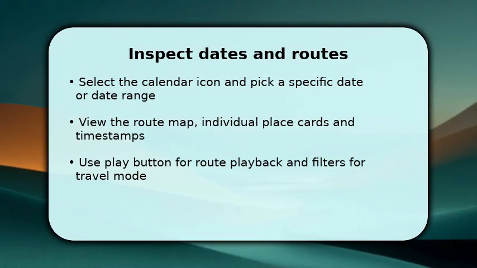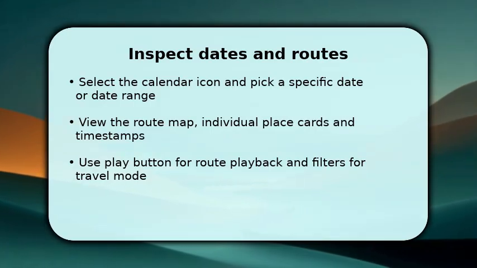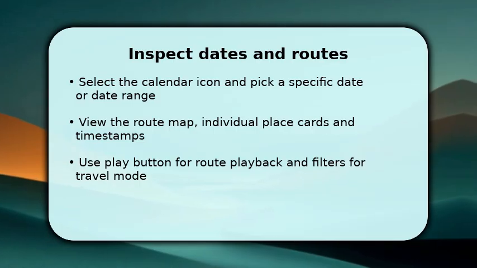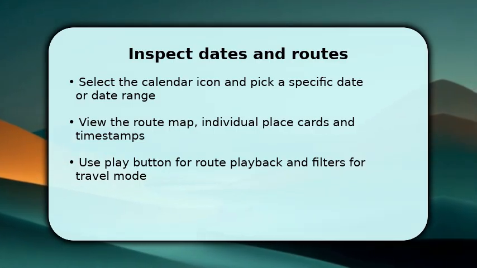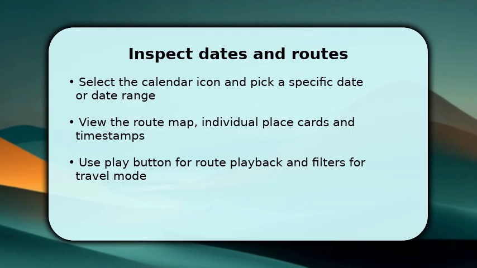Now you dig into the middle of the process. Pick a specific date using the calendar and choose a single day or a range to compare. You'll see a map with the route highlighted, plus place cards showing arrival and departure times. Tap any place to view details.